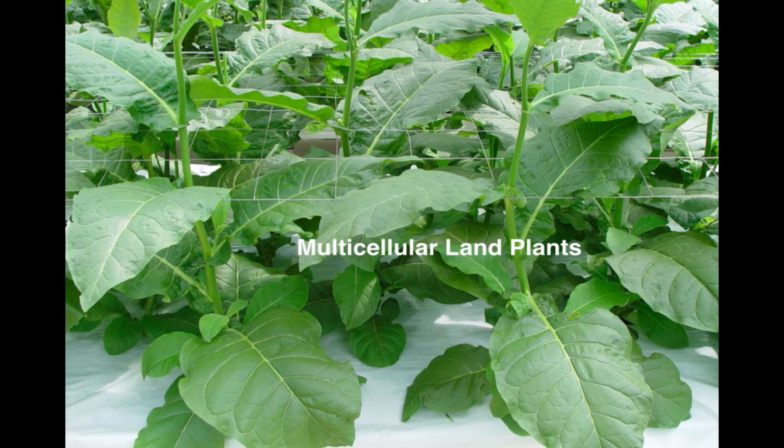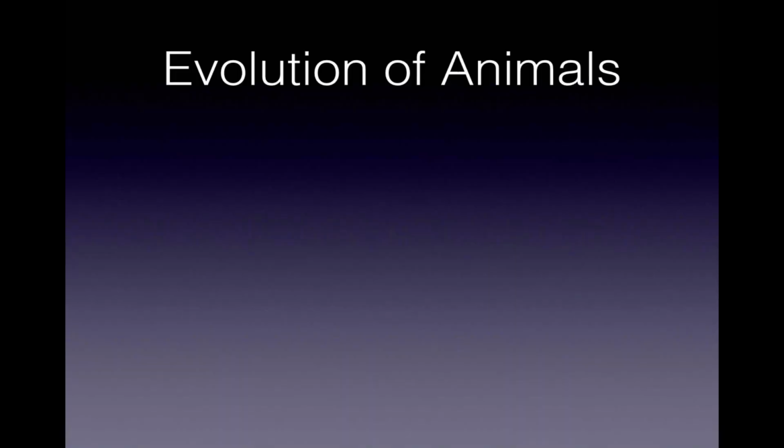Until finally, the pinnacle, so to speak, or the most recently evolved, are the multicellular land plants. These are plants that are not only multicellular, but they are able to live on land, and they have tissues and organs like leaves and seeds and roots and stems and stuff like that. Much more complicated than seaweeds.